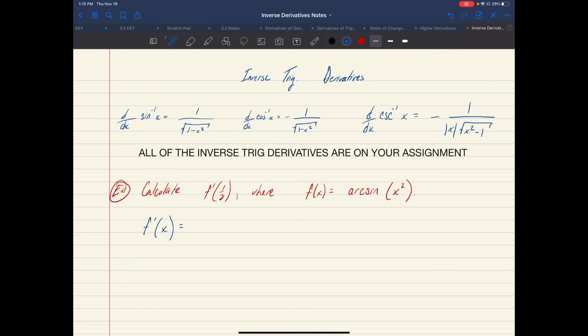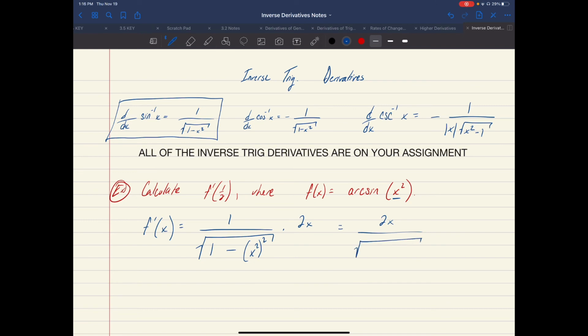So I take the derivative of the outer function. So I'm going to use my sine inverse formula here. So this is going to be 1 over the square root of 1 minus, and whatever is plugged in here, we have to plug it in. So this would be x squared squared. Then multiply by the derivative of the interior function, which is 2x. So this would just be 2x over the square root of 1 minus x to the fourth. So that's our inverse derivative.